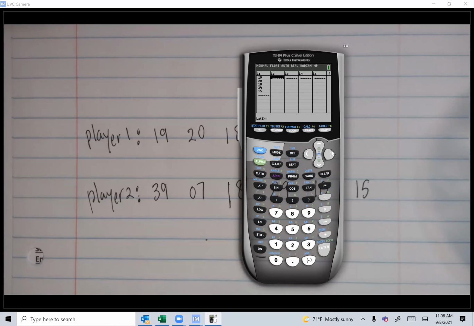We're going to go to L2 and put the data for the second player: 39, 7, 18, 29, 10, 15. Any guesses, guys, for player one? What do you think the standard deviation is going to be? Look at the values.